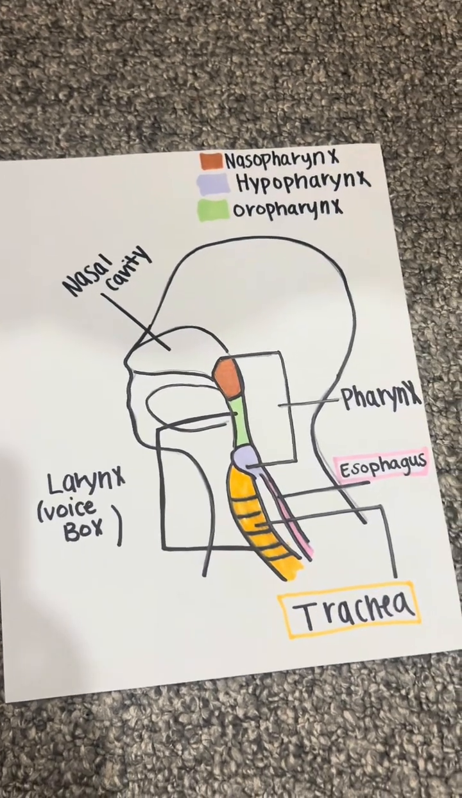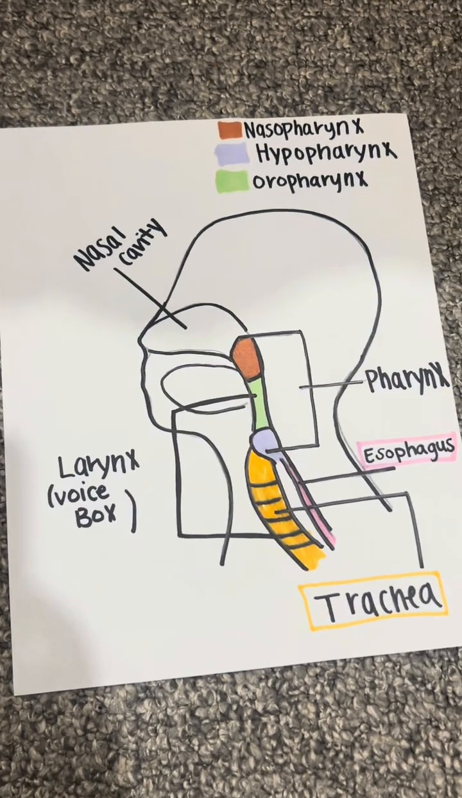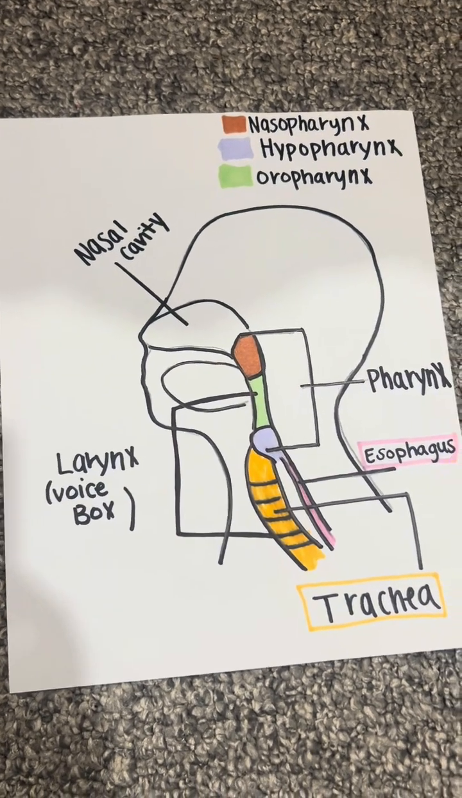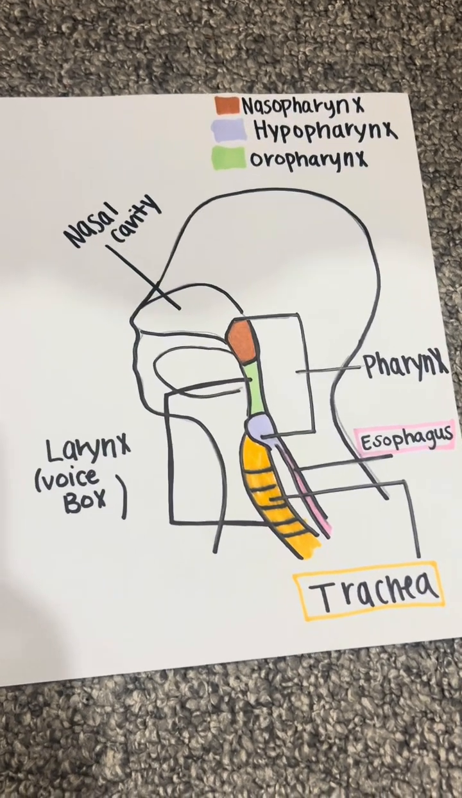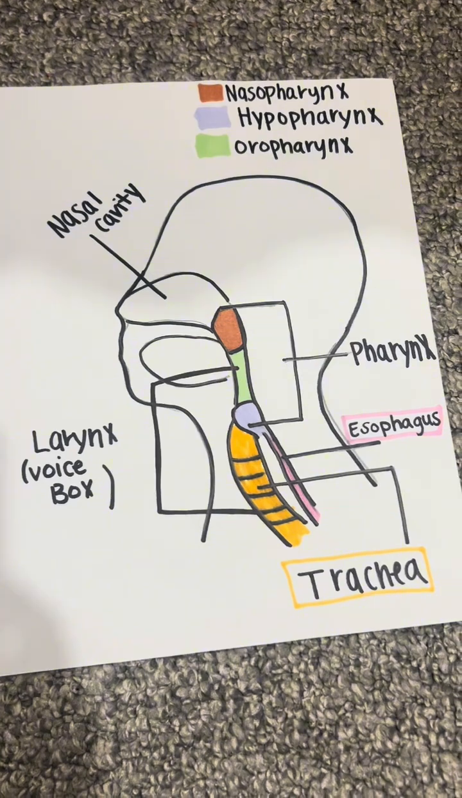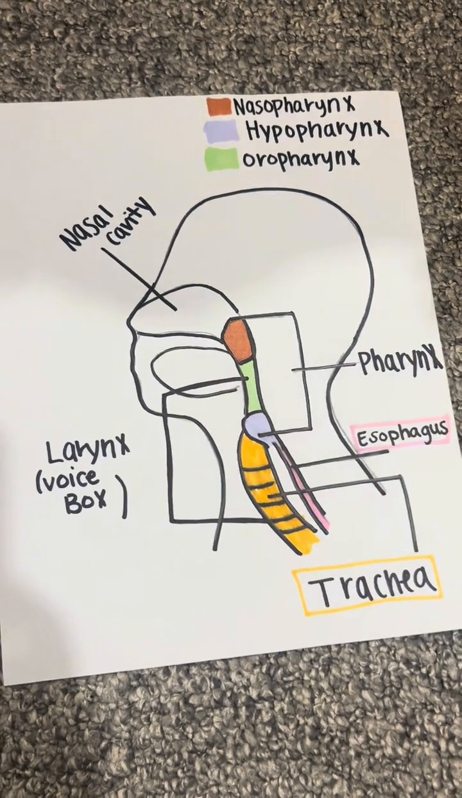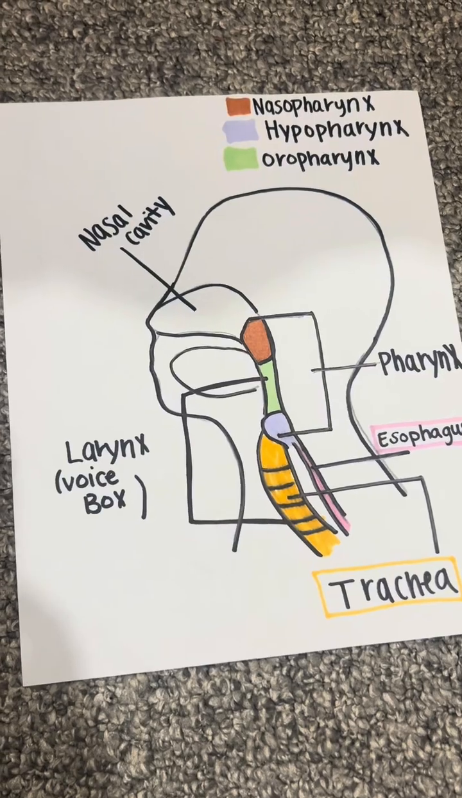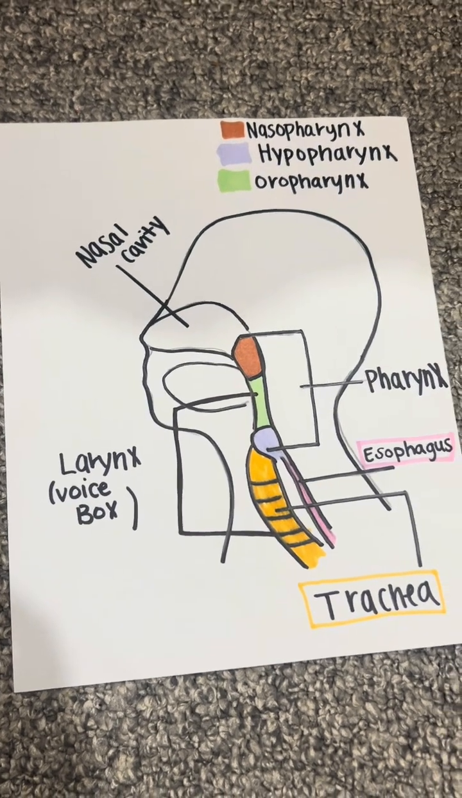Then we have the oropharynx. So it's this green part right here, which is lined with stratified squamous epithelium. It's thicker and can handle abrasion. It is a passageway for air and food. Then we have the laryngopharynx here. So that is lined with stratified squamous epithelium, and it is a passageway for air and food.